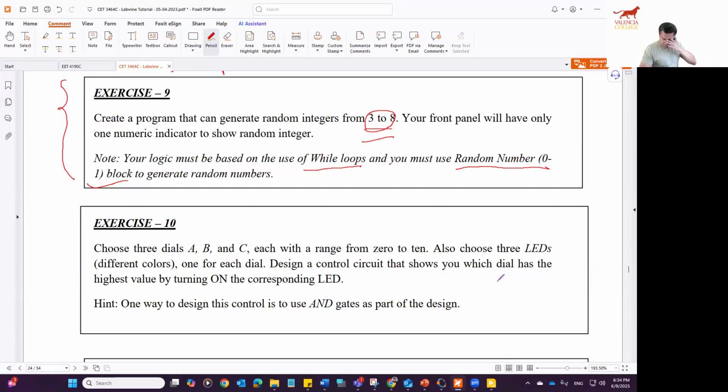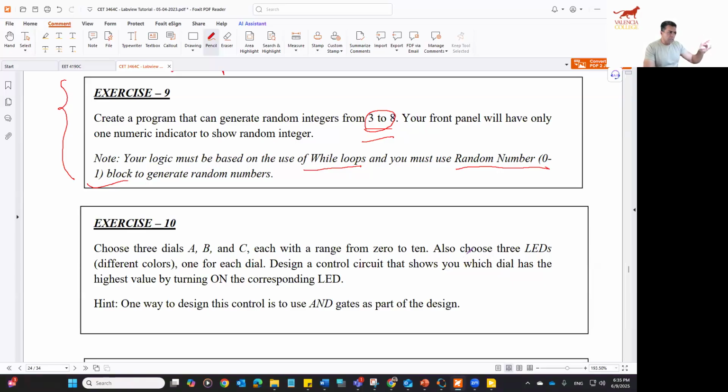So the logic is what? If dial A is greater than B and greater than C, both, then the LED for A is going to be on. And the same goes for B and C. If dial B has a value greater than A and greater than C, then the LED for B will be on, and same goes for C. So you are comparing each dial with the other 2 dials.